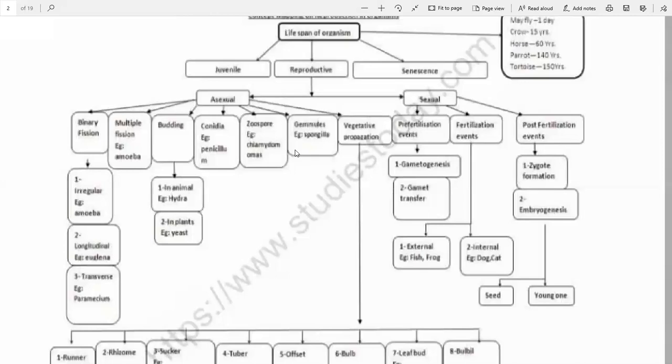That means fertilization can take place externally, like in fish and frog, mostly aquatic, or it can be internal, as in dog and cat. Then followed by post-fertilization events, which comprise zygote formation and embryogenesis, and embryogenesis leads to the formation of seed or young one.